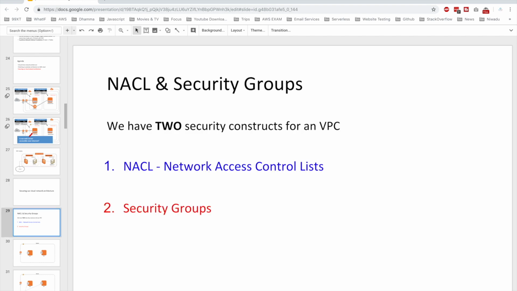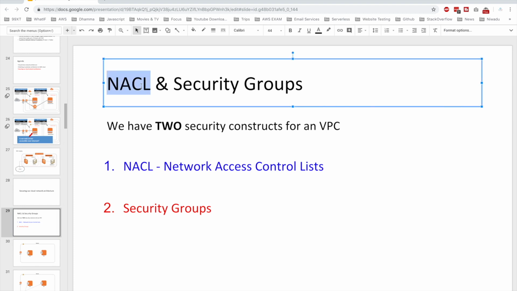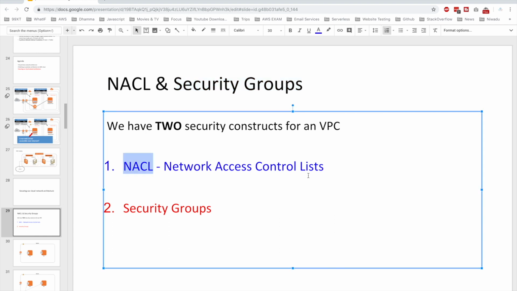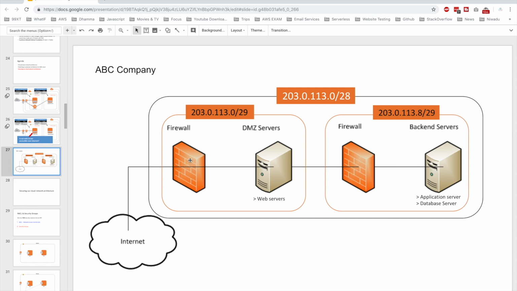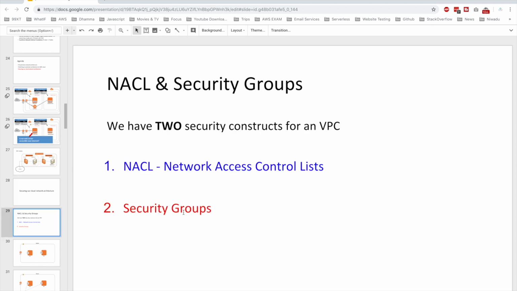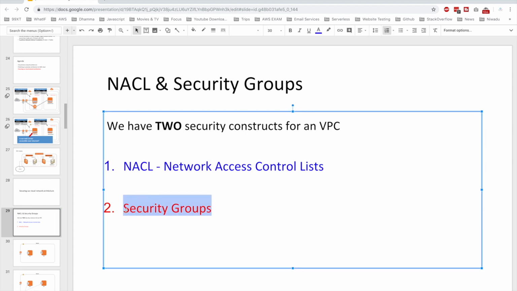Now in AWS, there are two main constructs. Those are NACL, or NACL as we call it, and security groups. NACL stands for Network Access Control Lists, and security groups are basically virtual firewalls. Our on-premises architecture had firewalls here. Similarly, we have virtual firewalls and we call them security groups in AWS.